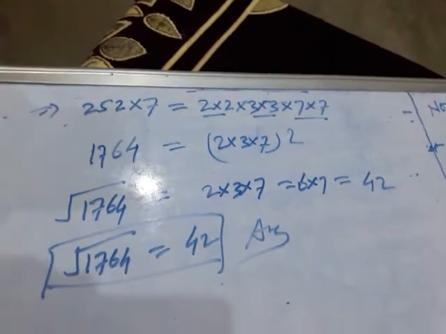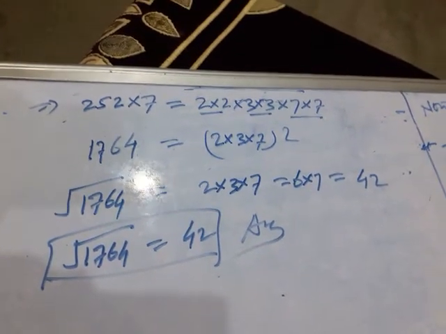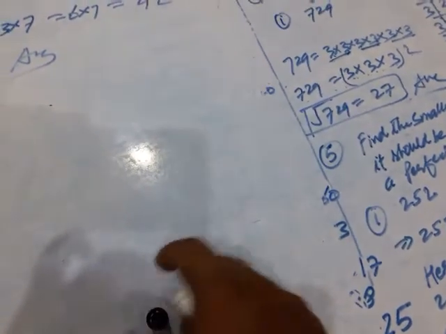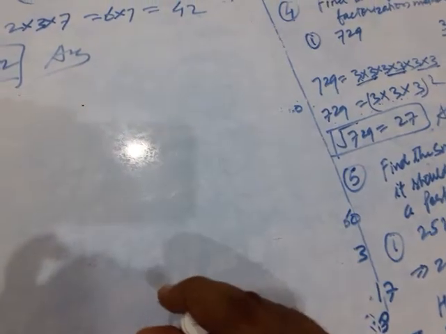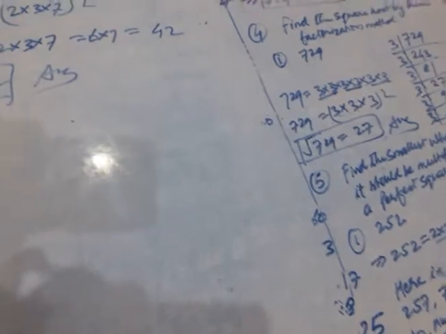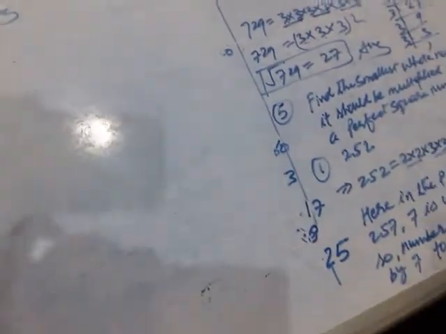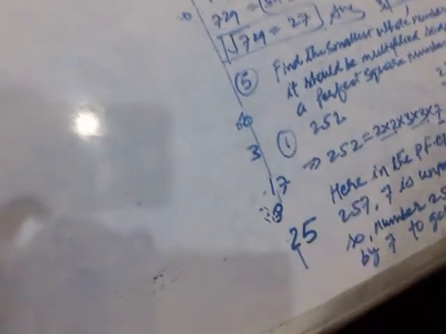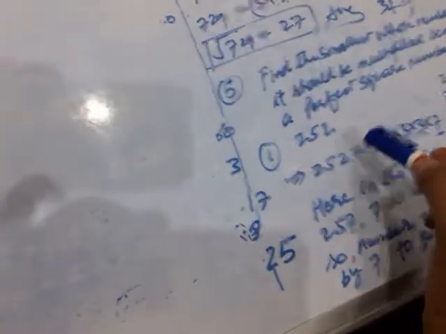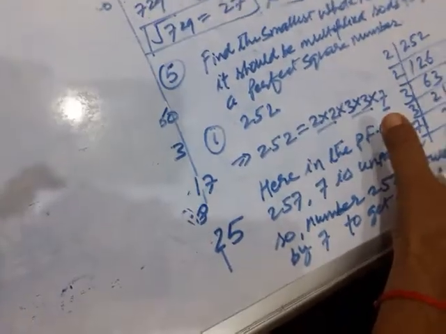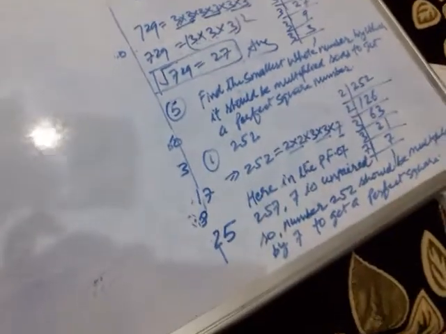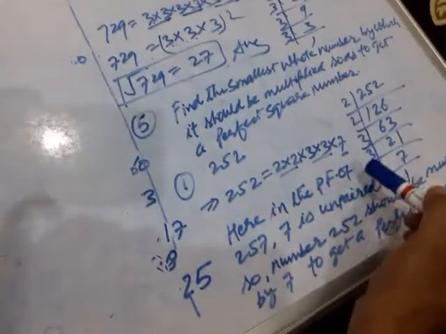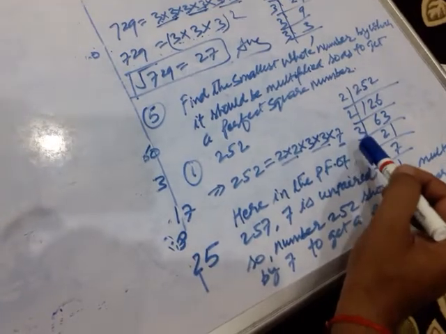Okay children, so this is how we find the square root. What was the question? Find the smallest whole number by which it should be multiplied so as to get a perfect square. It means 252 is the given number, and it is not a perfect square. So by what number should it be multiplied so as to get a perfect square? Here we found the prime factorization of 252, and we saw that it has 7 as an unpaired factor.